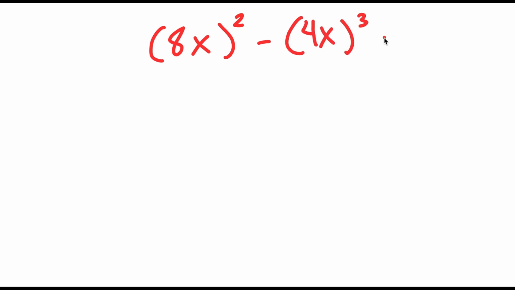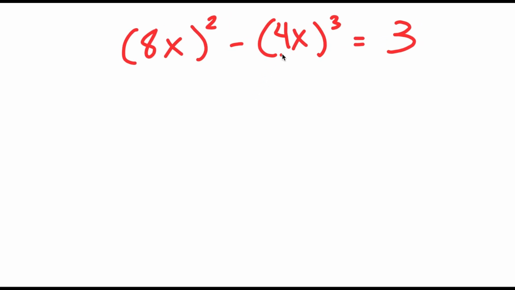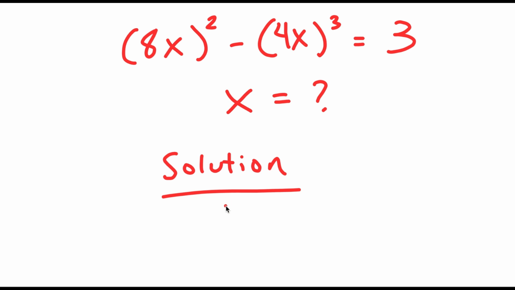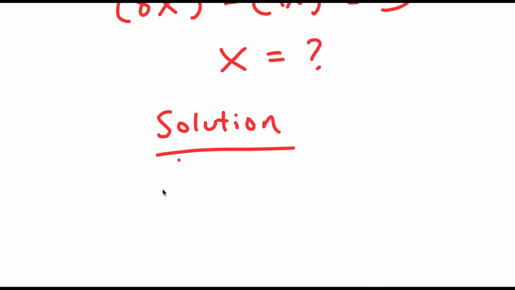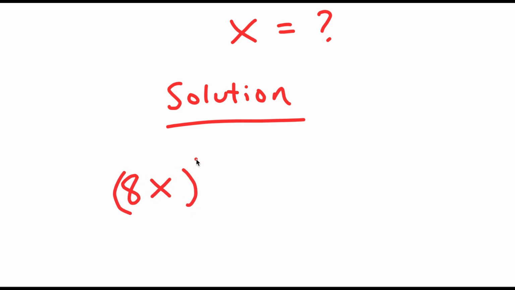Alright, so in this video, I'm going to be solving the equation 4x squared minus 4x cubed is equal to 3. So, at first glance, this problem may seem simple to some people, but it's actually very difficult. So obviously, I want to find the value of x here. So for my solution, I have 4x squared minus 4x cubed is equal to 3.